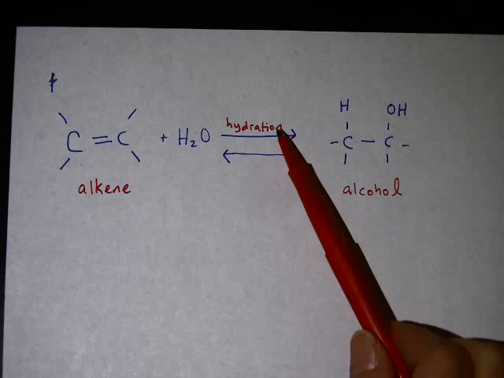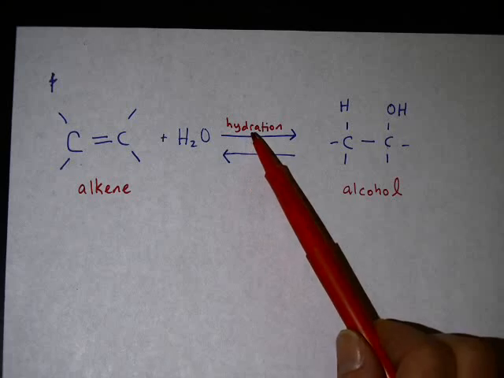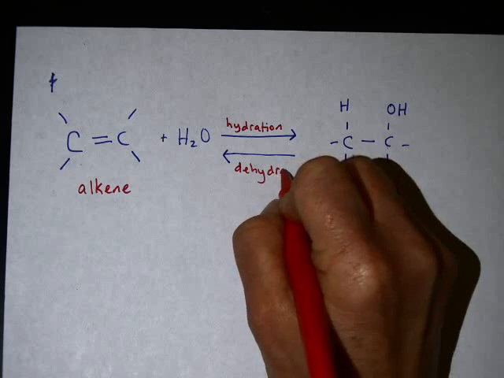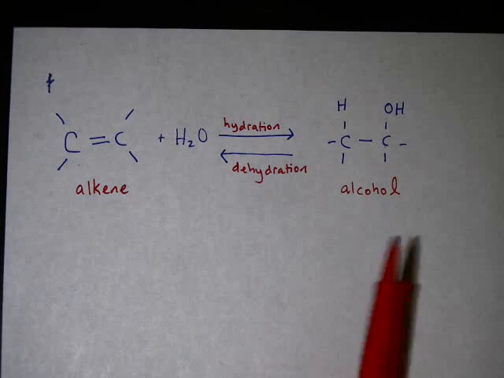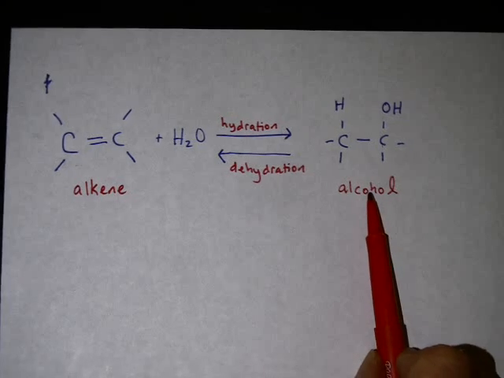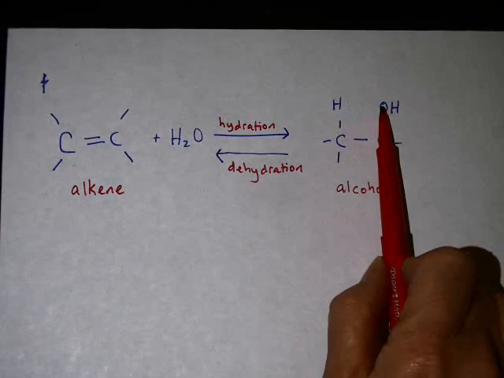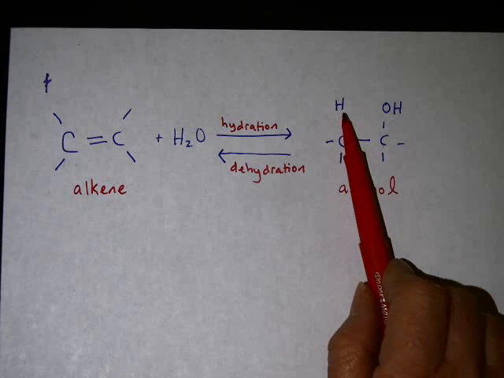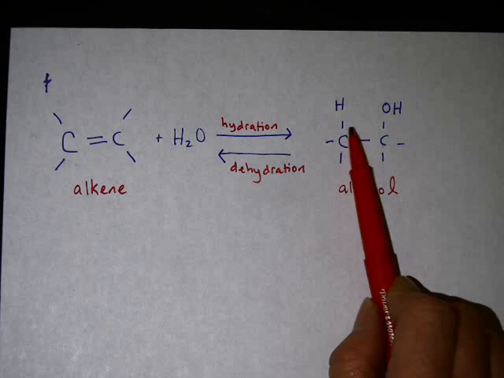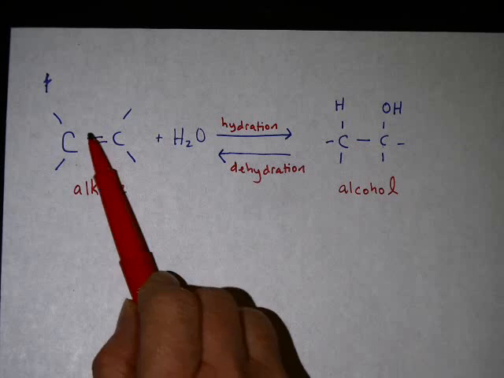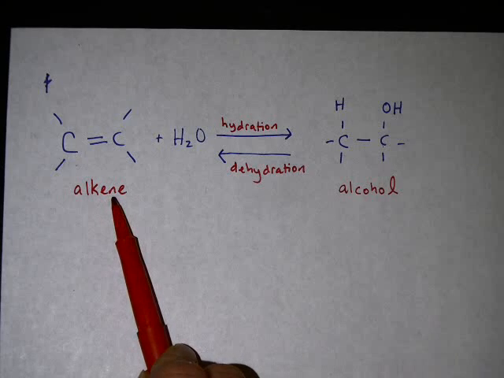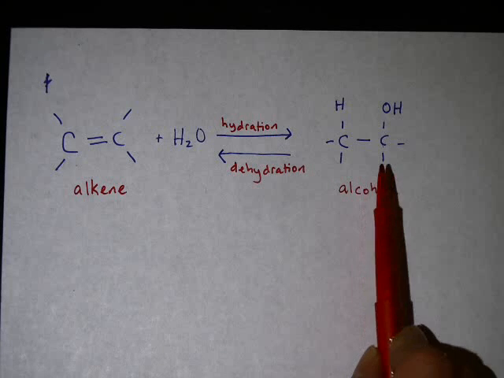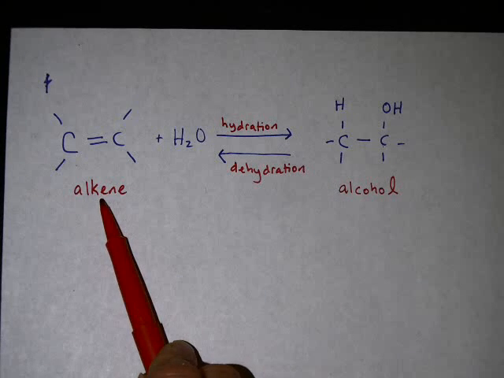And when it goes the opposite direction, it's the opposite of hydration. The opposite of hydration is dehydration. Dehydration is when you start with an alcohol and go the other direction. Take H and OH away, so you get water plus an alkene. If you take the H and OH away, now there's an extra bond, and the single bond forms a double bond, right back where you started. An alkene can be hydrated to produce an alcohol. An alcohol can be dehydrated to produce an alkene.